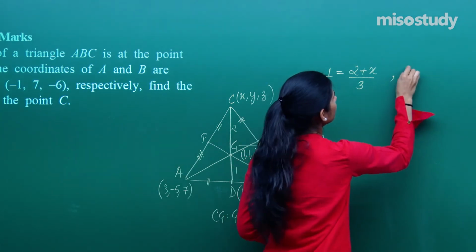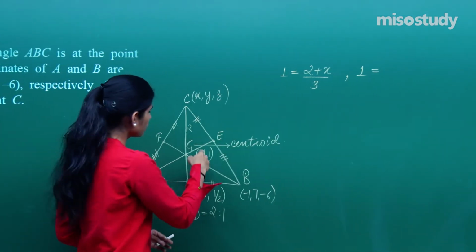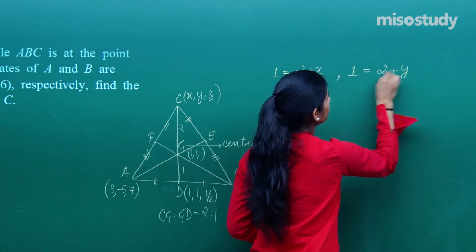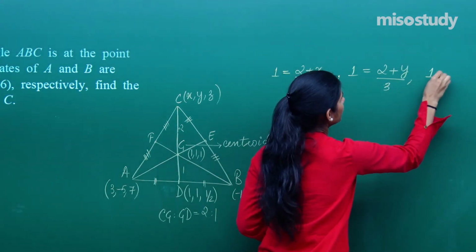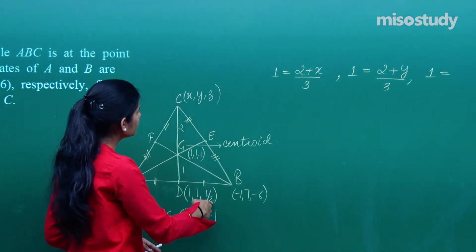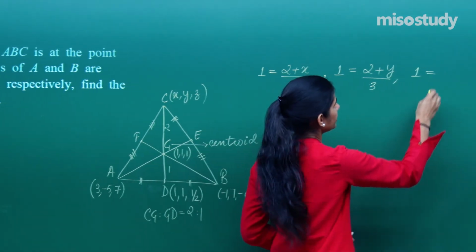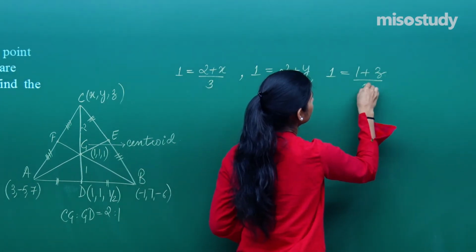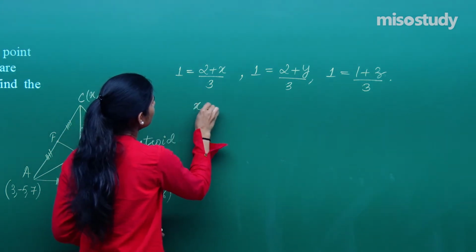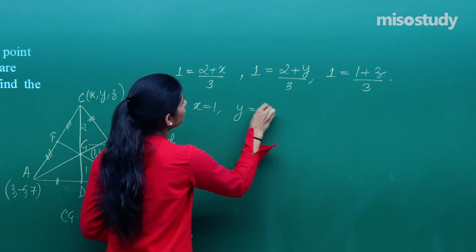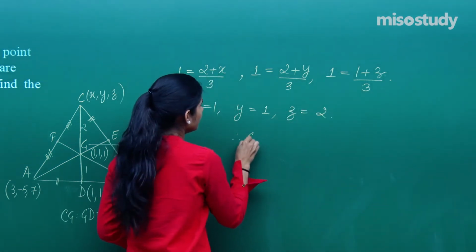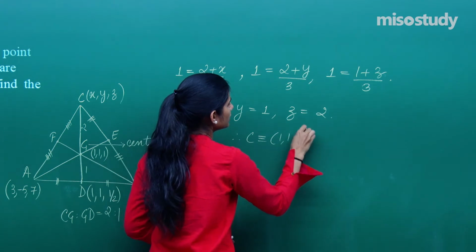Next would be what? 2 plus y upon 3. And third would be what? The z coordinate. It would be 2 into 1 by 2, which is 1, plus z upon 3. This gives you 3 minus 2, 1, 3 minus 2, 1, and 3 minus 1, 2. Therefore, C has coordinates 1, 1, 2.